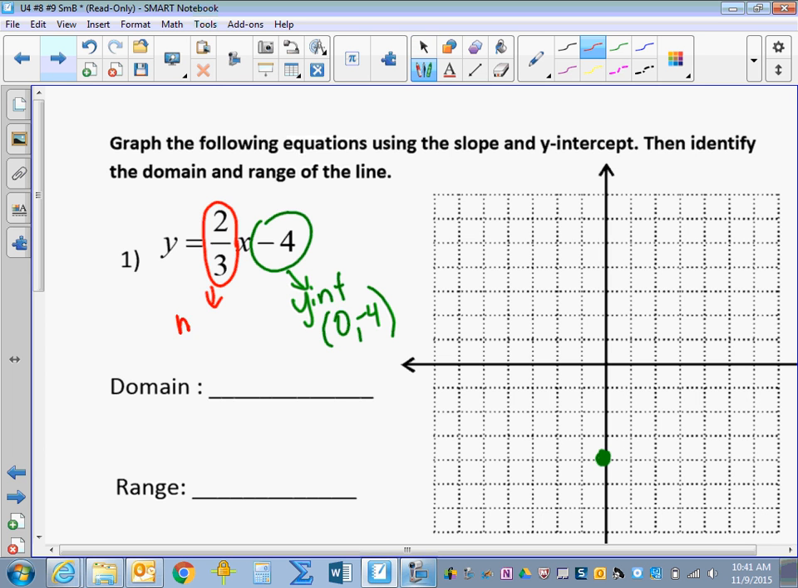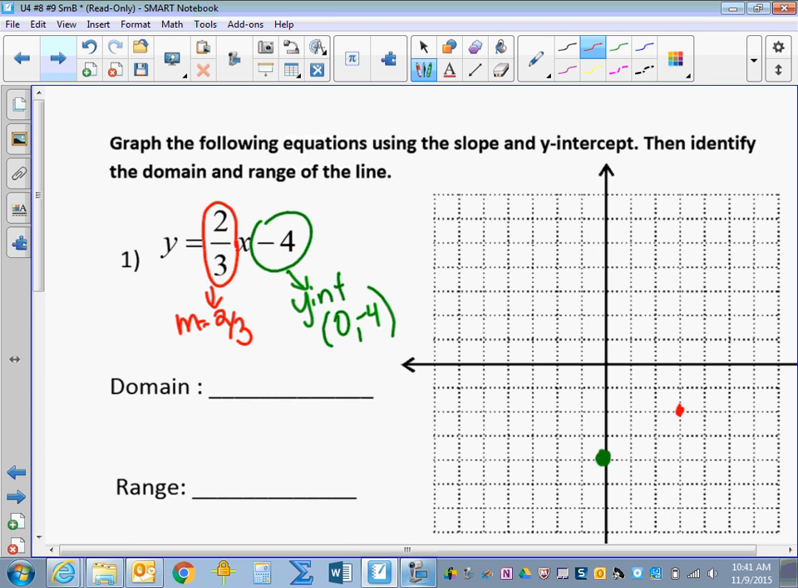This is my slope, 2/3. Is this a positive or a negative slope? Positive. So it means we should be increasing. It looks something like this. Again, the top number is my rise, how much I go up, and my bottom number is my run, left and right. So I go up 2, 1, 2, and then I go to the right 3, 1, 2, 3.